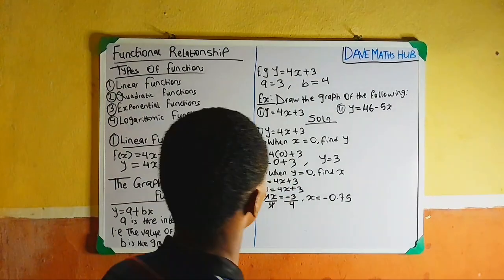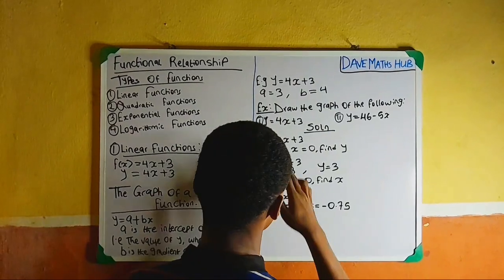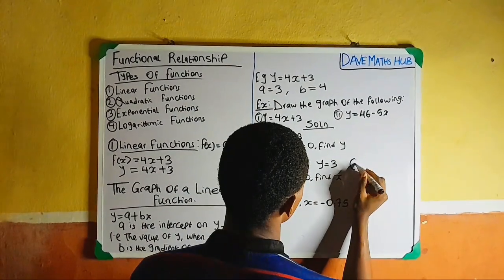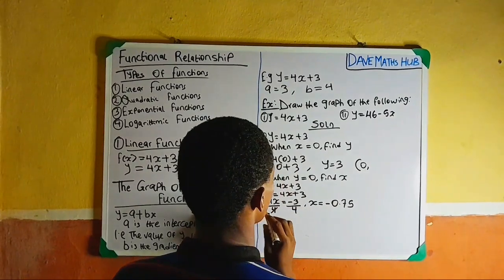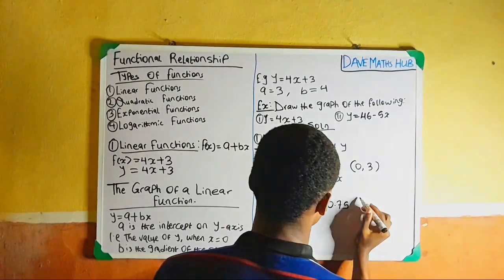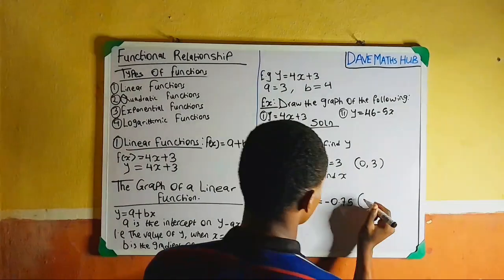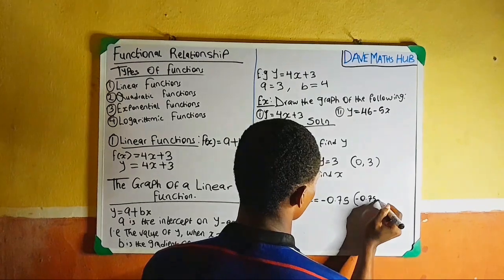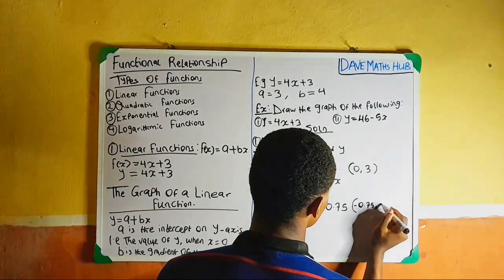So from this, we have the coordinates of the first one to be x is 0, y is 3. And for the second one, x is minus 0.75, and y is 0.